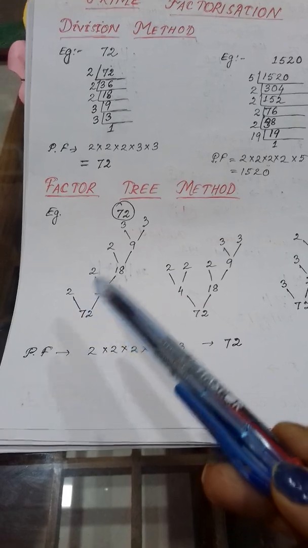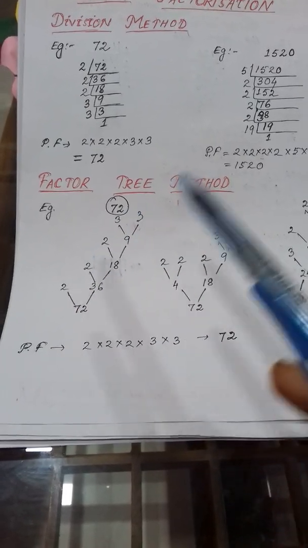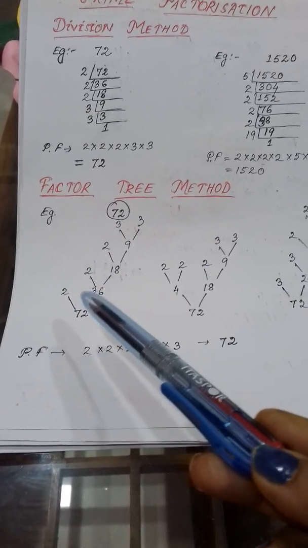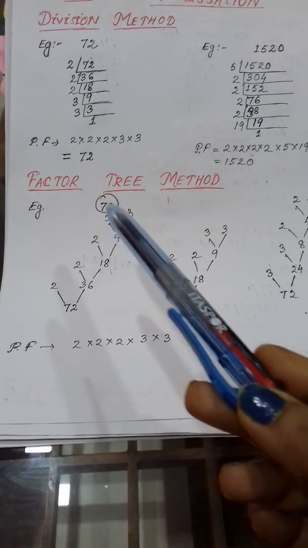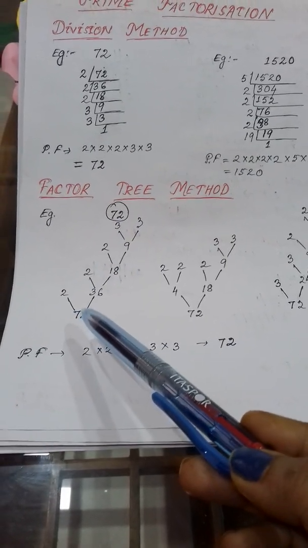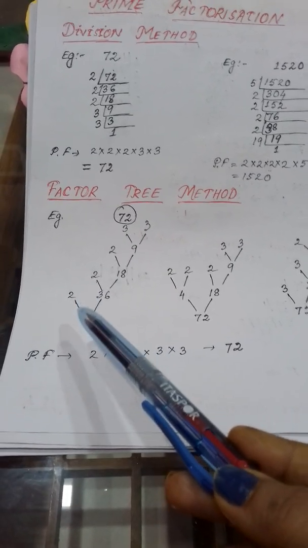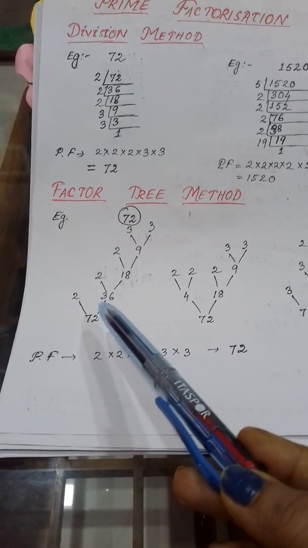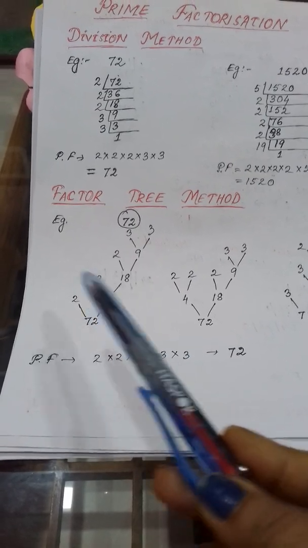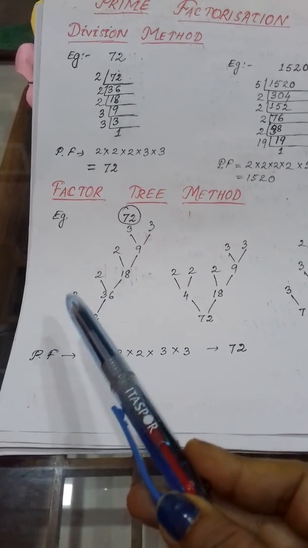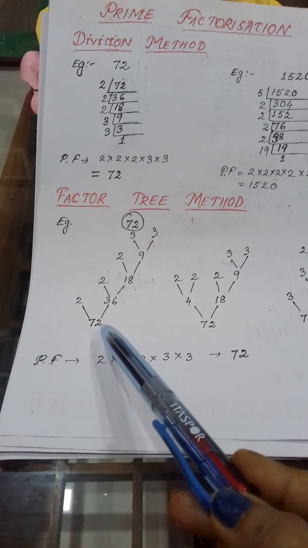Tree means like in the tree you have the branches. No, you can see the branches. So here also these all are the branches of factors. Suppose 72 is the given number. Its 2 branches will be there, not more than 2 at a time. These 2 and 36 are the 2 factors of 72.